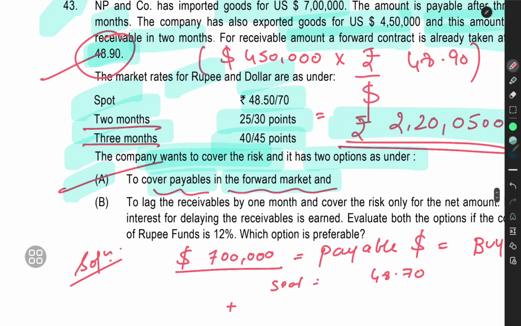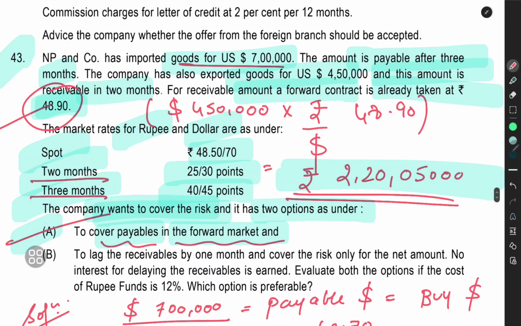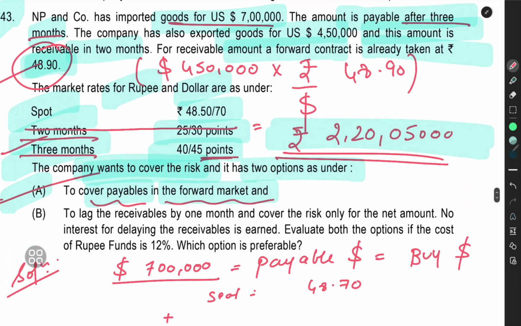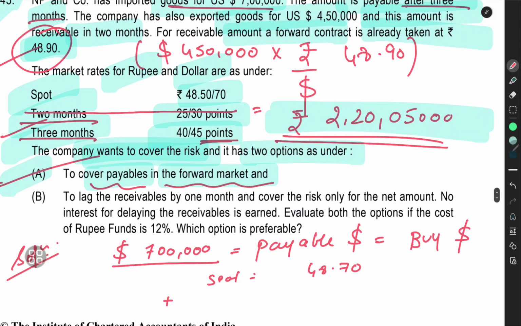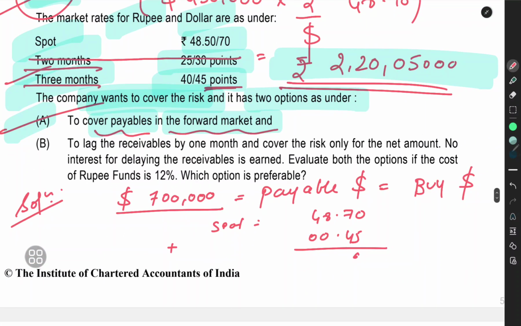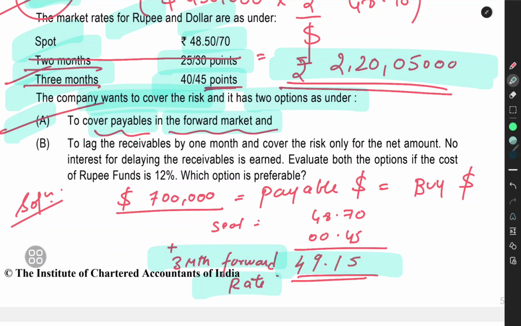2 months and 3 months are both given to us. Now if you notice, the payable is after 3 months, so 2 months is of no use to me. I'll directly jump to the 3 month premium points that are provided, 40 and 45. Since I'm buying high, I will have to select 45. I add them: 5, 11, 9, 4, 49.15 is my 3 month forward rate. Using this rate I will hedge now.